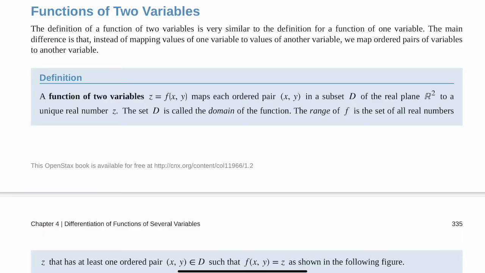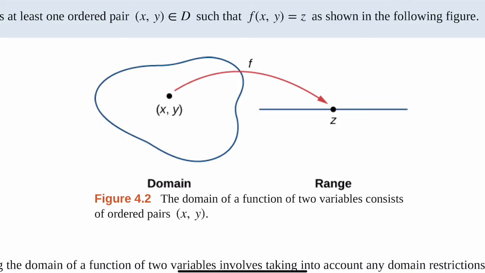First, let's look at a function of two variables. A function of two variables is typically written as z is equal to a function of x, y. This function maps an ordered pair, x, y, to a unique real number, z. Functions of multiple variables have a domain and a range, just like functions of a single variable do. The domain is the set of all possible ordered pairs that you're putting into the function, and the range is the set of all values that you could get out of the function.